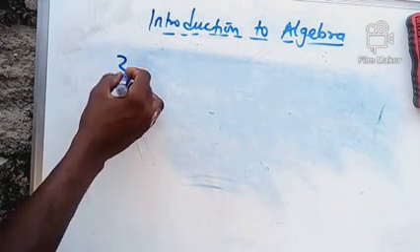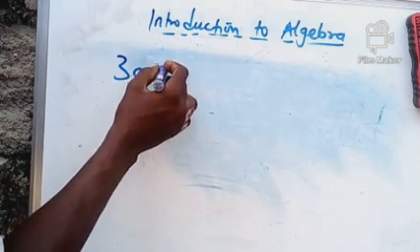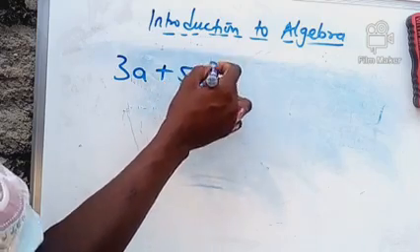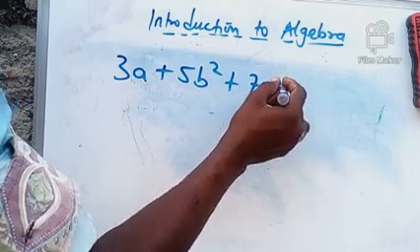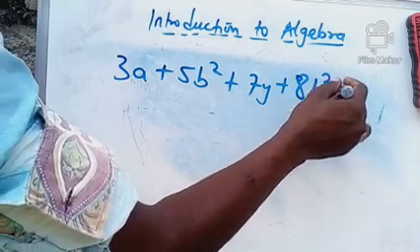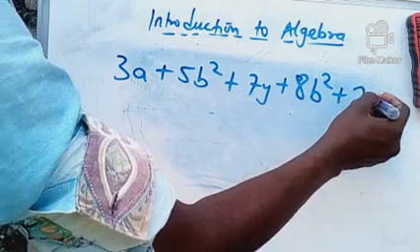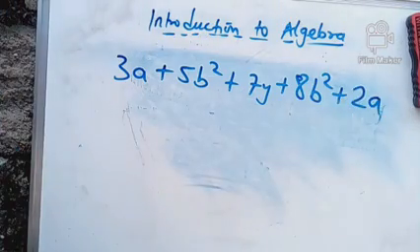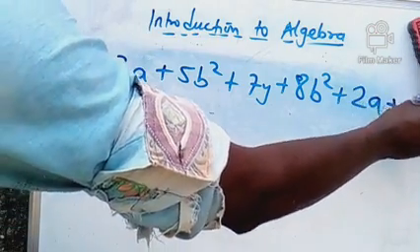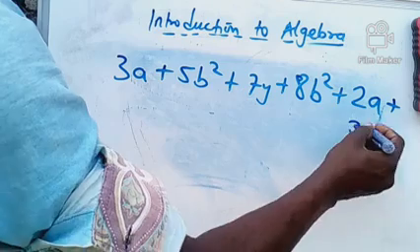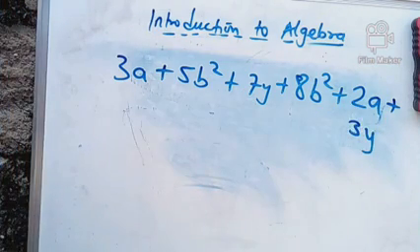We have 3a plus 5b squared plus 7y plus 8b squared plus 2a plus 3y. Can you solve that? Feel free to pause the video and try that problem out yourself. Now, the best thing is to look at it yourself: what are the like terms first? What are the like terms?